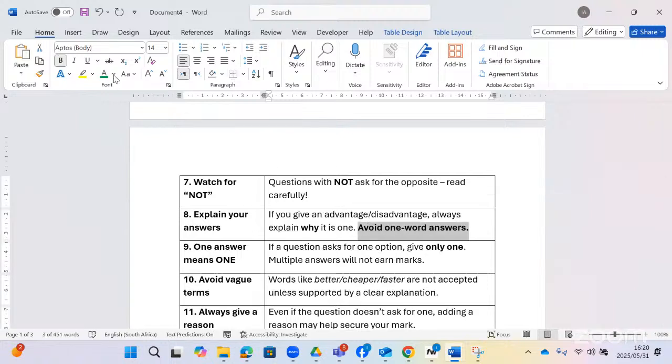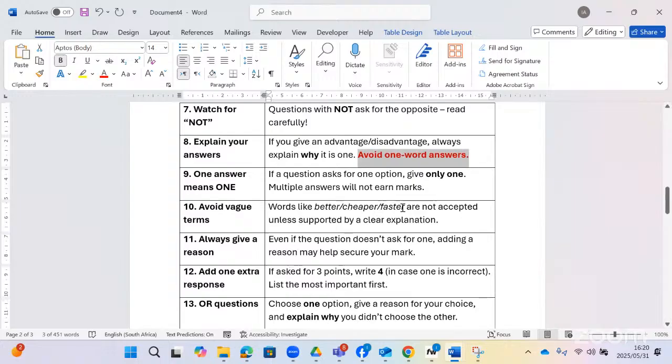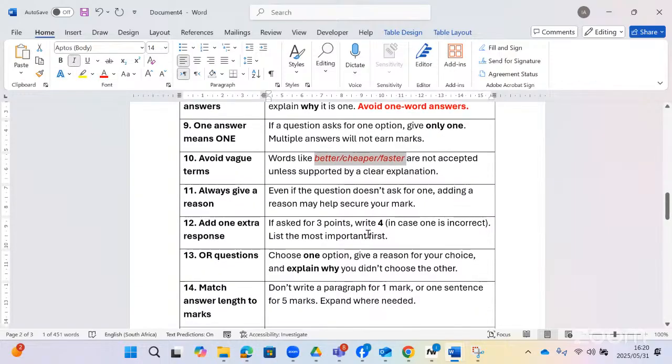For example, you find learners saying it's cheaper. You don't just say cheaper without explaining. So when you say cheaper, you need to explain why it is cheaper. You need to do that. Avoid vague terms like better, cheaper, and faster. You must avoid that as well. And then always give a reason, one that will help the marker to understand whatever you are trying to explain.